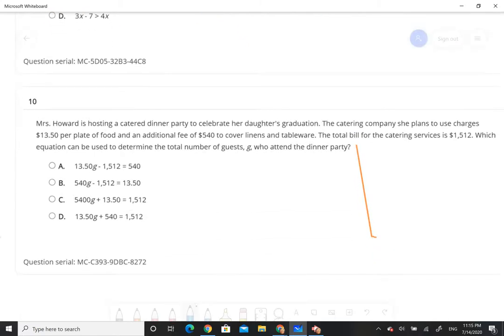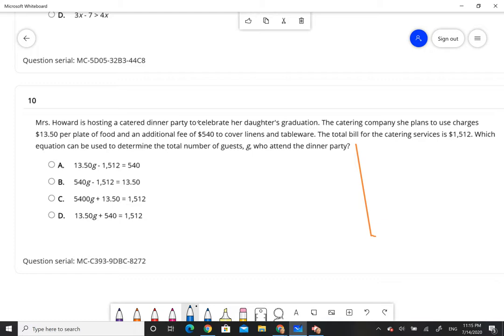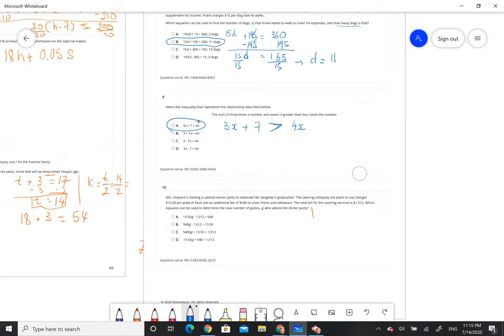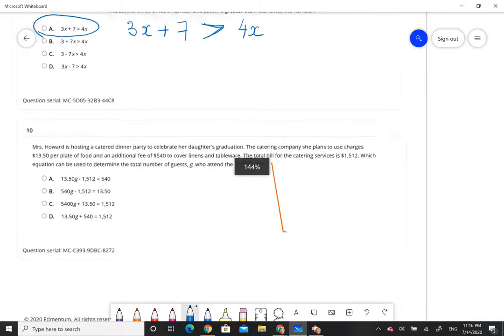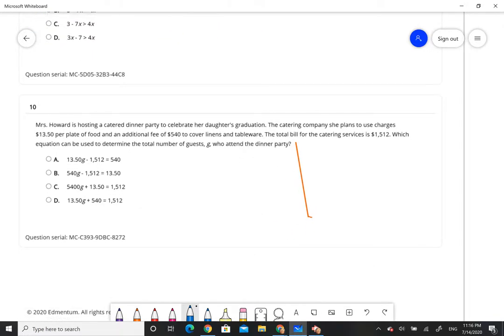Mrs. Howard is hosting a catered dinner party to celebrate her daughter's graduation. The catering company she plans to use charges $13.5 per plate for food and an additional fee of $540 to cover linens and tableware. The total bill for the catering services is $1,512. Which equation can be used to determine the total number of guests G who attend the dinner party?